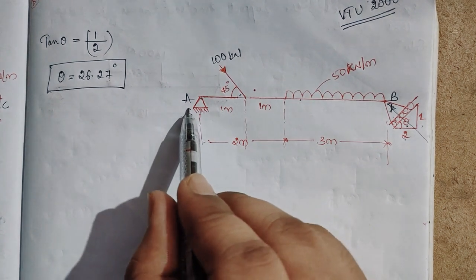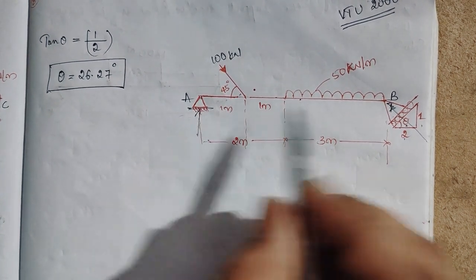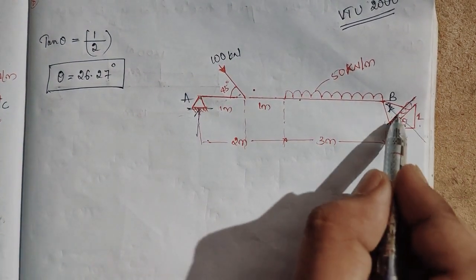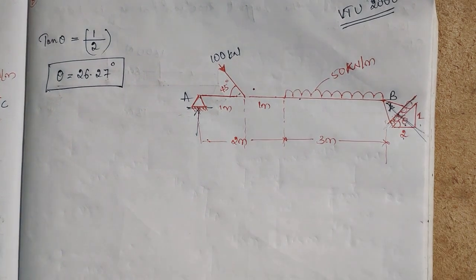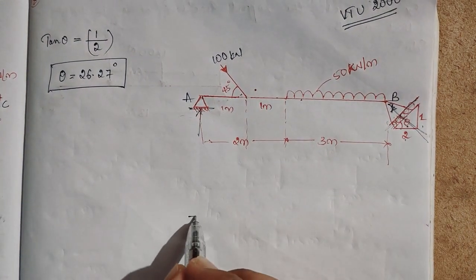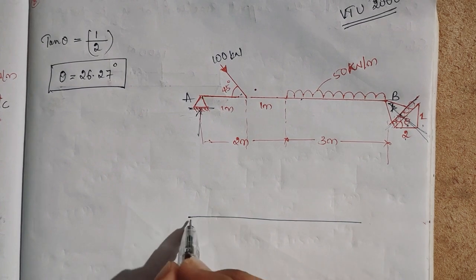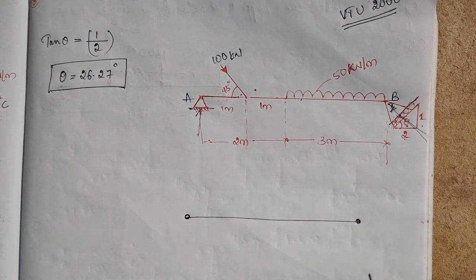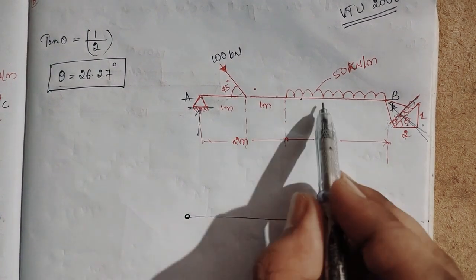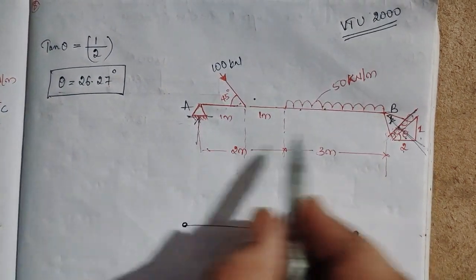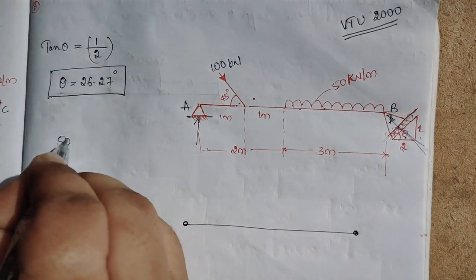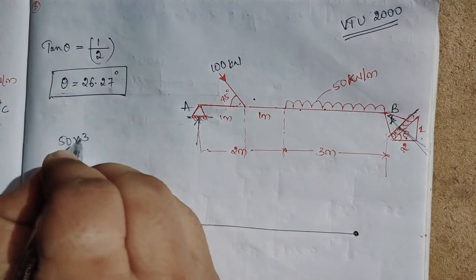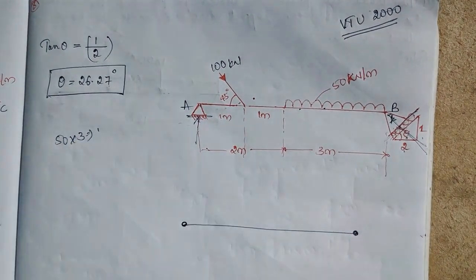If the support base is like this, RA will be like this. If the support reaction is like this, the RB will be like this. So I'll write in the simplified diagram. See here, this is A and this is B. Before that I'll convert this into a point load. So 50 into 3 meter, that is 150, right?